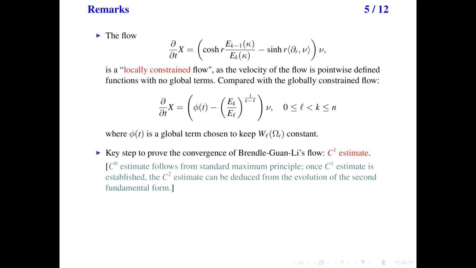And for the convergence result of Brendle-Guan-Li's flow, a key step in the proof is the C1 estimate. Because the speed of the flow is a pointwise defined function, we can apply the comparison principle. Note that the geodesic sphere is stationary along the flow, so we can apply the geodesic sphere as a barrier to conclude the C0 estimate. Then once the C1 estimate is established, the C2 estimate is equivalent to the curvature estimate. Then this can be deduced from the evolution equation of the second fundamental form.